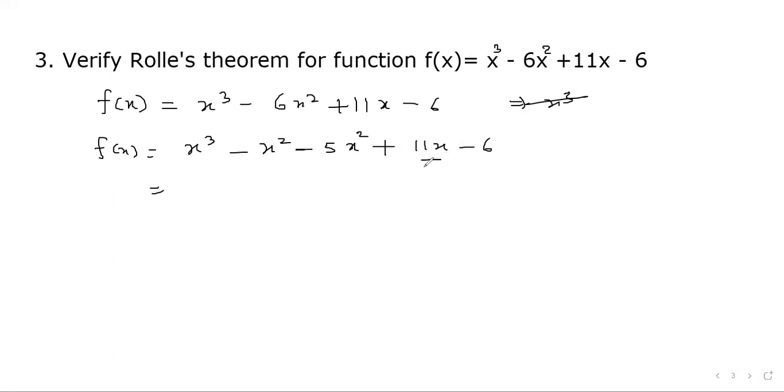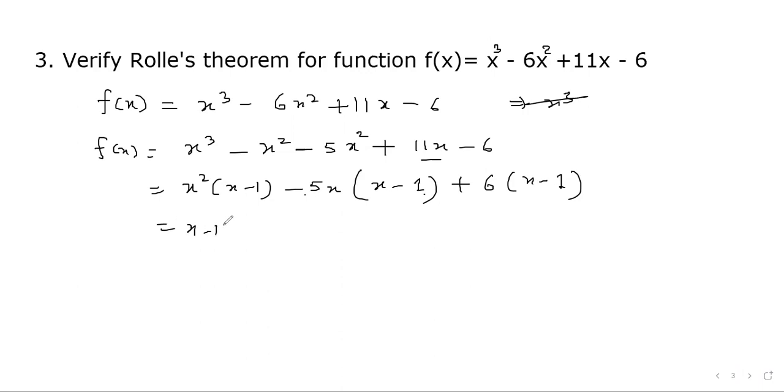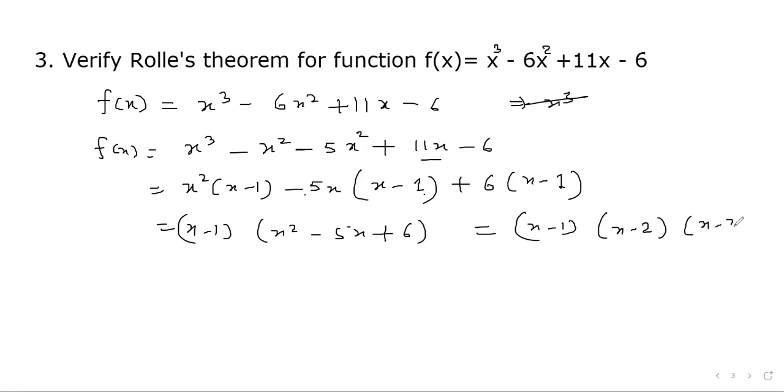For this we will break it. x² common, (x − 1), minus 5x common. Here also we have to make (x − 1), so for that purpose this will become 6x, and now 5x will be left. So we write it as 6x − 6, which is 6(x − 1). So we can write (x − 1)(x² − 5x + 6). Now we further factorize, so it becomes (x − 1)(x − 2)(x − 3).